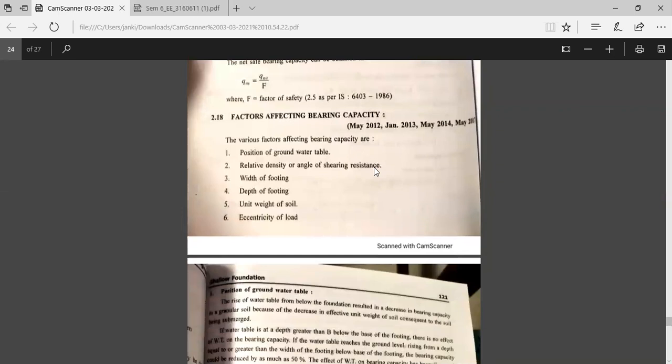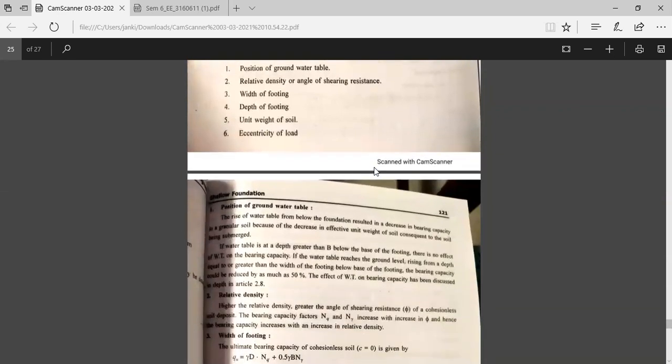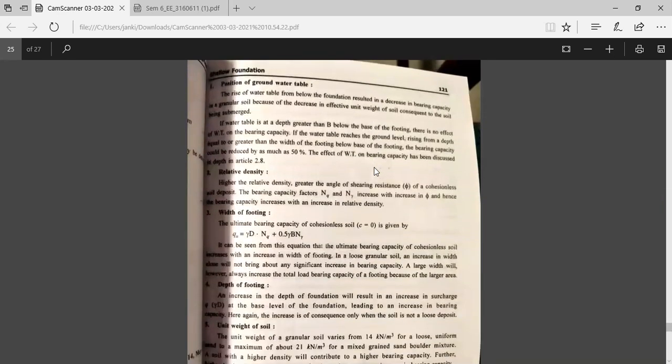So there are some factors which affect bearing capacity. The first one is the position of the groundwater table. The rise of the water table from below the foundation results in a decrease in bearing capacity in a granular soil because of the decrease in effective unit weight of soil consequent to the soil being submerged. If the water table is at a depth greater than B below the base of the footing, there is no effect of the water table on bearing capacity.